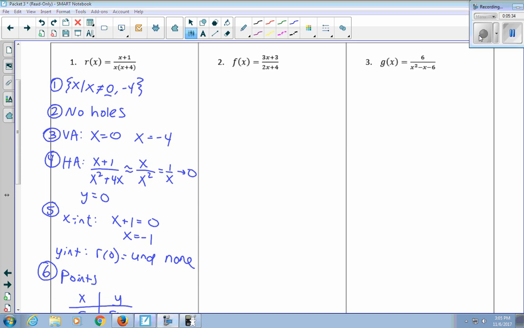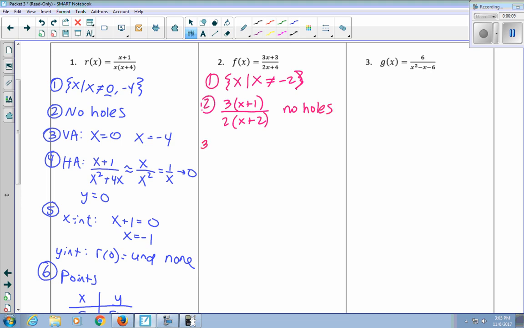All right, number 2. Step 1 is look at the domain. The set of all x's such that, let's see, what would I have to plug in to make 0? I think -2. If x were -2, then I would have 0 in the denominator. So set of all x's such that x does not equal -2, my domain. All right, step 2, factor and cancel everything. So I have 3 times x plus 1 over 2 times x plus 2. Nothing cancels, so I have no holes.